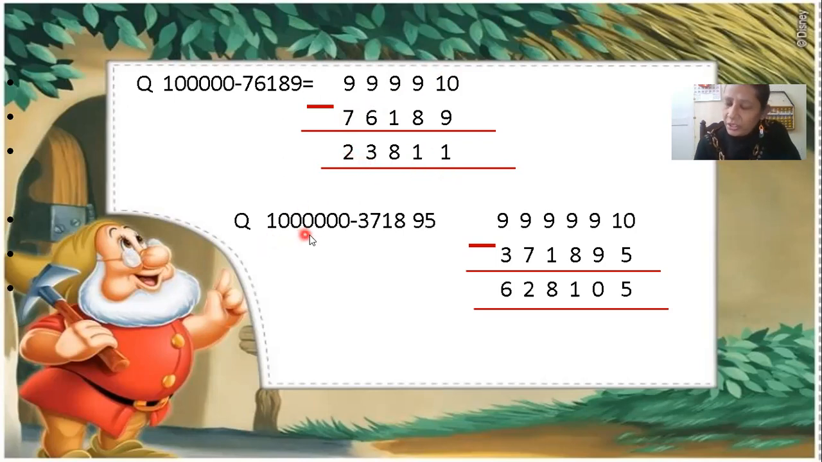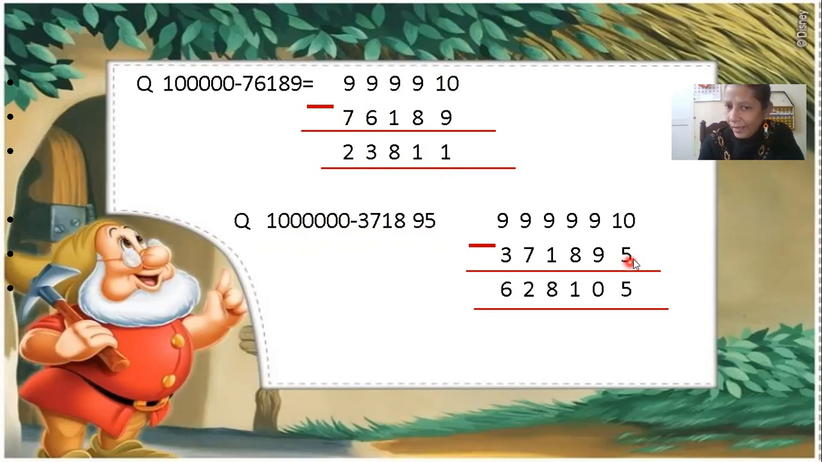In the next question as well, the first condition is you have to count the number of digits. You count 1, 2, 3, 4, 5, 6. So here you have 6 digits. Count the number of zeros: 1, 2, 3, 4, 5, 6. 6 zeros. Okay, if there are 6 digits, here you have 6 zeros.